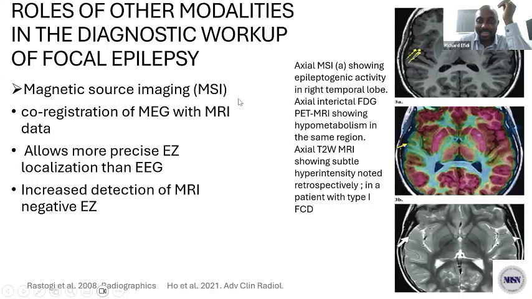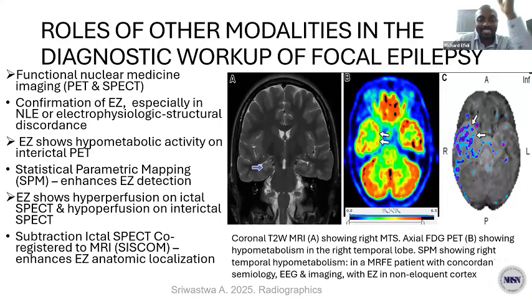Okay, so there are also other advanced modalities in the diagnostic workup of focal epilepsy. And this is the radionuclide imaging modality, the PET and the SPECT. The role of nuclear medicine imaging is to confirm the location of the epileptogenic zone, especially in a case of MRI negative epilepsy, or if there is a discordance between the findings on EEG and structural MRI. So PET or SPECT comes in to resolve that discordance. That's the role of PET and SPECT.